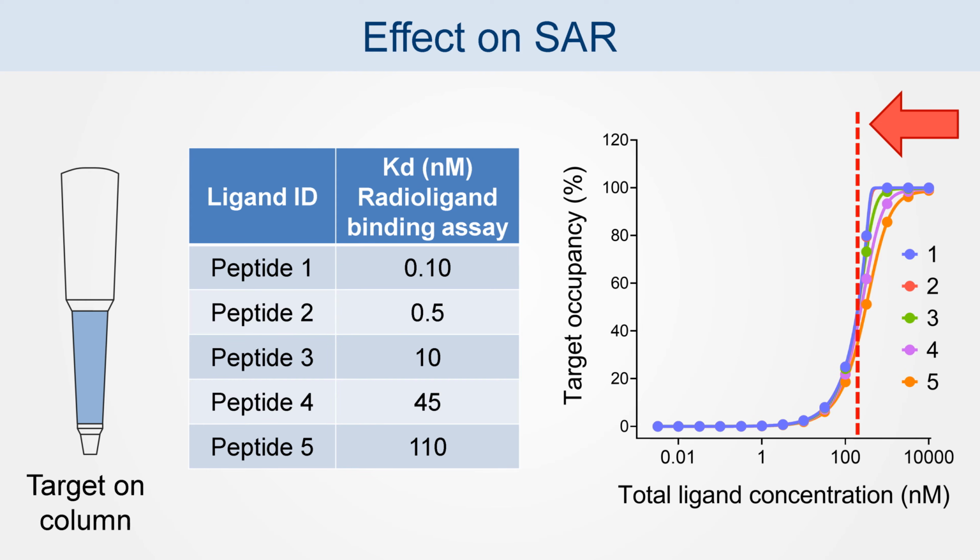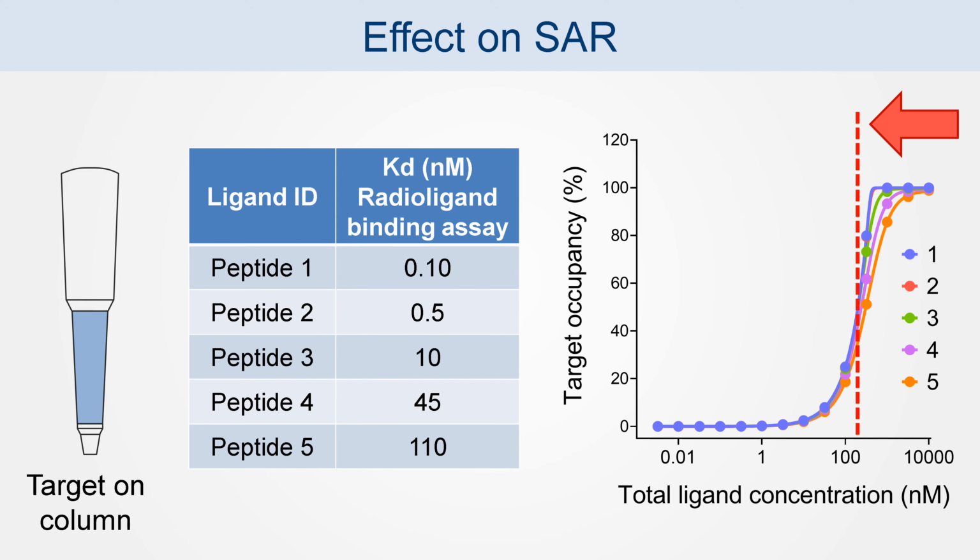One final point here is the limit of sensitivity. The lowest L50 we can detect in this assay is 200 nanomolar, indicated by this red line. This limit is half of the target concentration of 400 nanomolar. This is a general rule. The lowest L50 we can measure is half the target concentration.